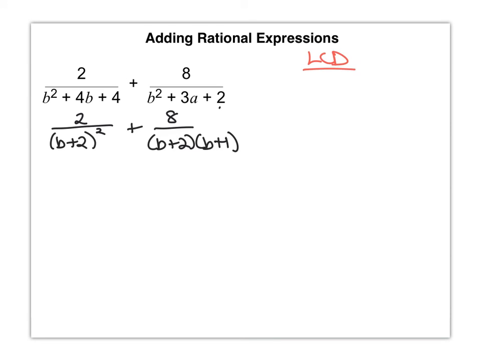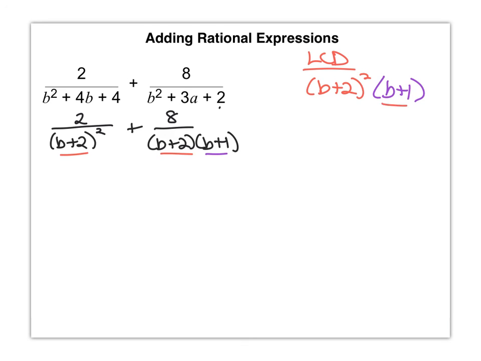Now let's find our LCD. The LCD is going to have the greatest exponent of any of those factors. So b plus 2 squared, that quantity squared, is part of our LCD. So that's covered in the first fraction, as well as the b plus 2 in the second fraction is covered with that. Now what we're missing here is the b plus 1. So our LCD is a combination of all of those individual factors. Now we get to multiply by whatever is missing, the missing factor.